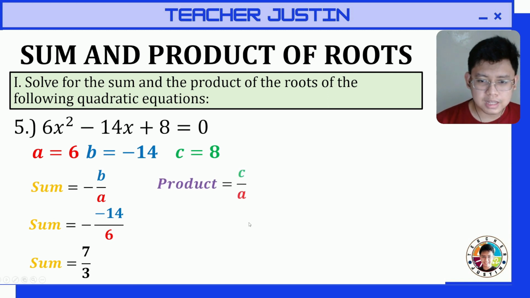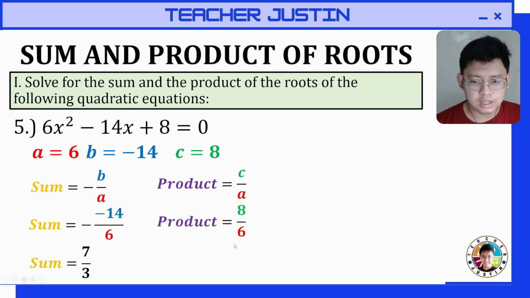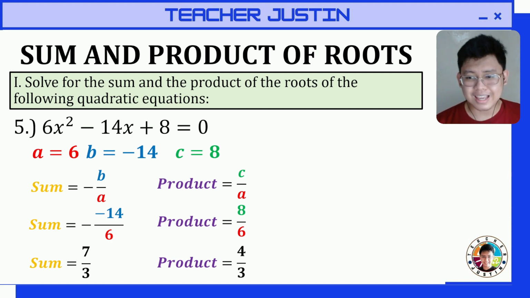Now, yung product naman natin, the product is equal to C over A. So, let's substitute. That will give us 8 over 6. Let's simplify our fraction. 8 and 6 are divisible by 2. So, let's divide both numerator and denominator by 2 to get our product. And our product is equal to 4 over 3. And that's it. Ta-da! Alright.